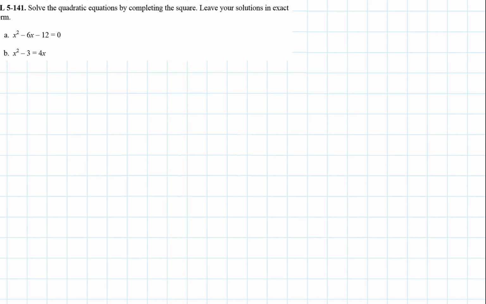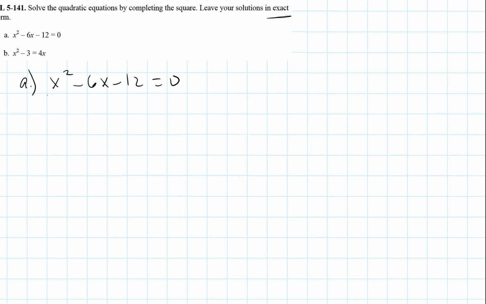All right, so we have two problems here. We want to solve the quadratic equation by completing the square, and we're going to leave our answers in exact form. So to do the first one, a is going to be x squared minus 6x minus 12 equals 0.